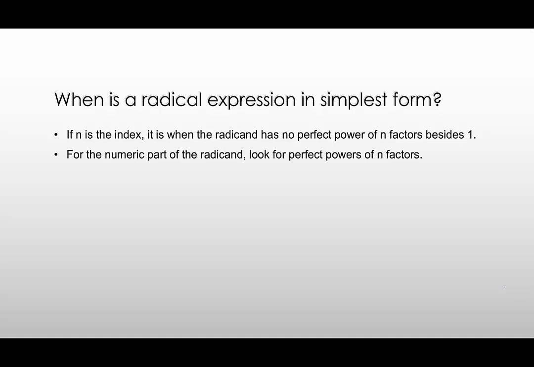So for the numerical part, we would look for perfect powers of n factors. So if we have the square root of, let's say, 8, are there any factors of 8 that are perfect squares? And the answer is yes, because we could rewrite 8 as 4 times 2, where 4 is a perfect square. Then we would take the square root of 4, which is 2, and multiply it to the remaining factors that weren't perfect squares and have no perfect square factors. So the square root of 8 we say is simplified when it's written as 2 times the square root of 2.